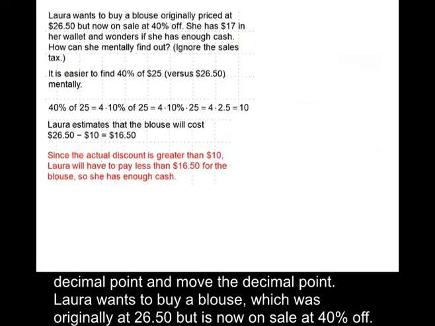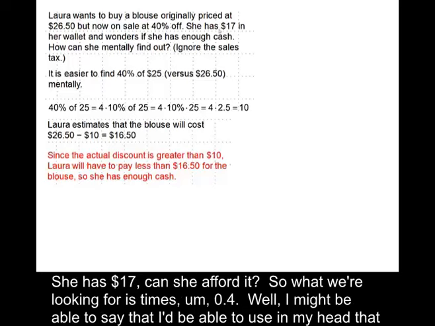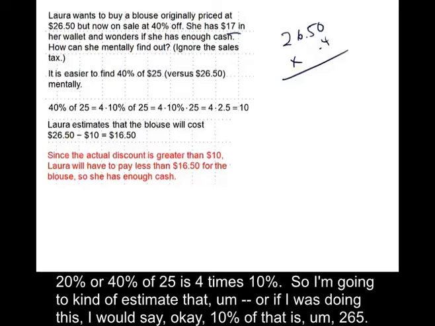Laura wants to buy a blouse, which was originally $26.50, but is now on sale at 40% off. She has $17. Can she afford it? So what we're looking for is 26.50 times 0.4. Well, I might be able to use in my head that 40% of 25 is 4 times 10%. So I'm going to estimate that.